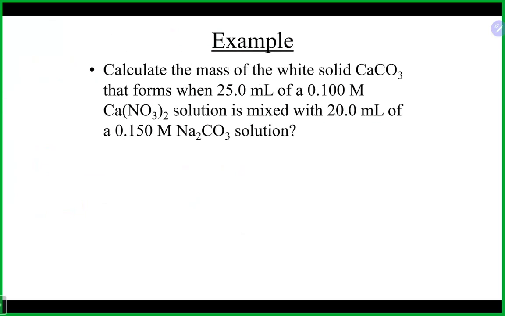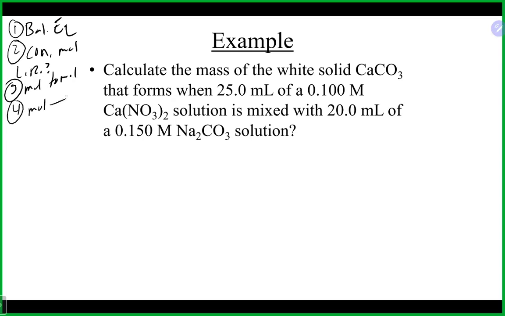All right, so we want to calculate the mass of white solid calcium carbonate that forms when 25 milliliters of 0.1 molar calcium nitrate is mixed with 20 milliliters of 0.15 molar sodium carbonate. Once you take some time and work through it, follow those basic four steps. Balance the equation, convert to moles. Is it a limiting reagent problem? Mole to mole. And moles to some other unit.